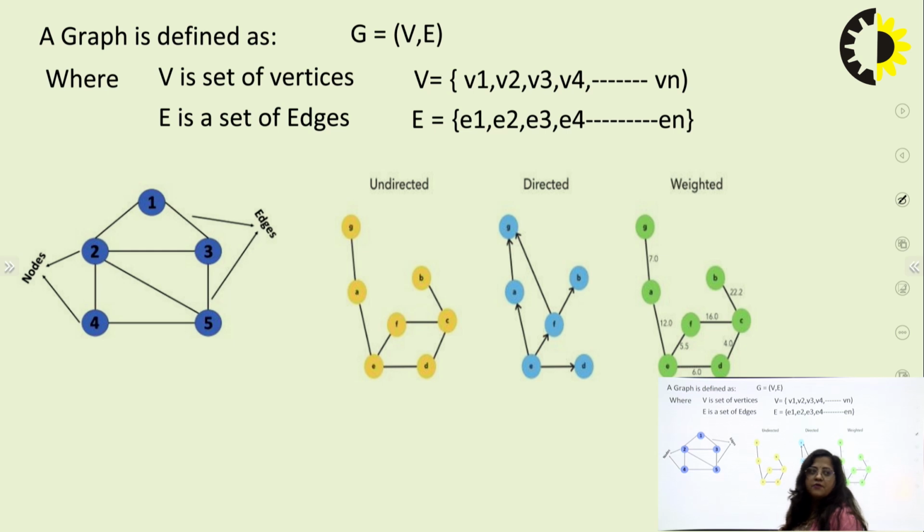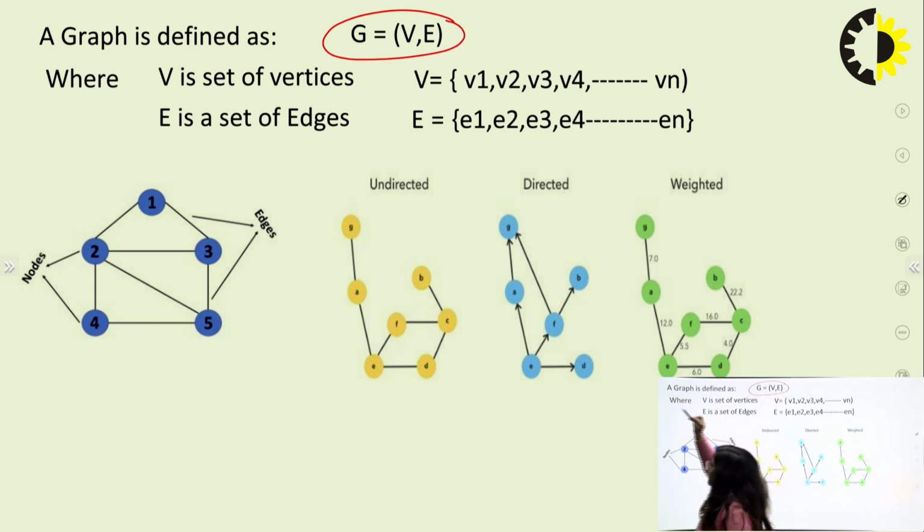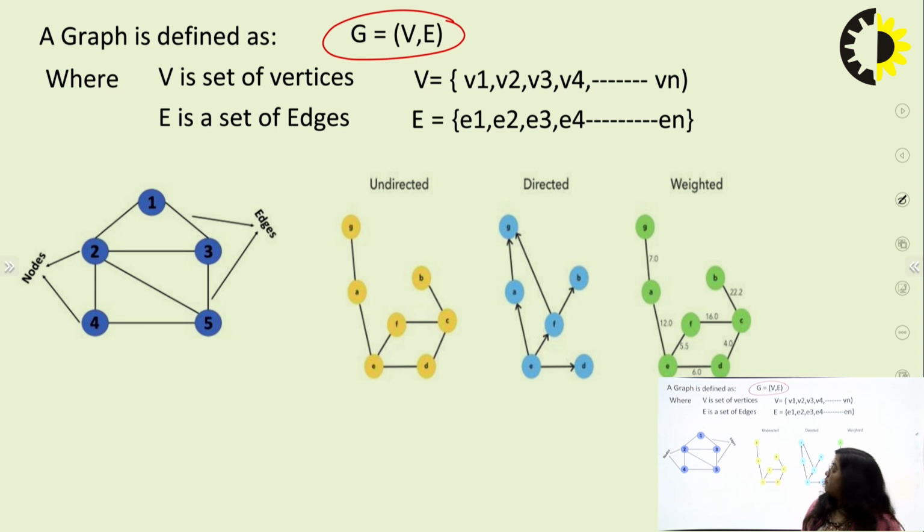As I discussed in my previous slide, a graph is defined by the symbol G equal to (V, E), where V is the vertices and E is the edges. A given graph has many vertices, like 1, 2, 3, 4, 5, and so V is the set of vertices. Edges are likewise the set of edges in a given graph, E1, E2, E3, E4, and so on up to En.